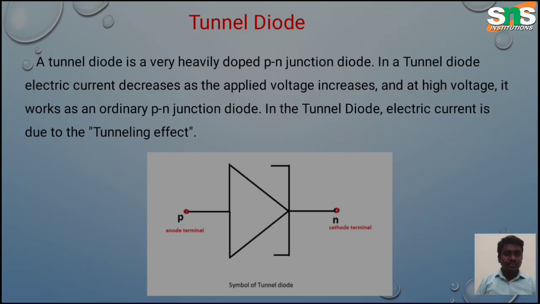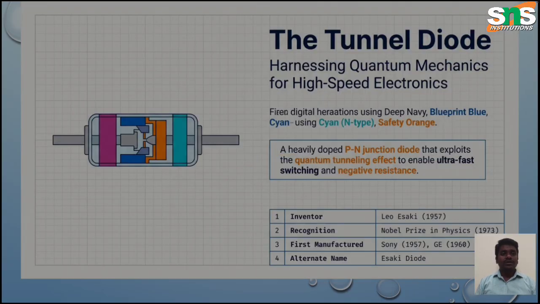This is the symbol of the tunnel diode. One end is the anode terminal and the other is the cathode terminal. The tunnel diode was invented by Leo Esaki in the year 1957, so the tunnel diode is also called the Esaki diode.